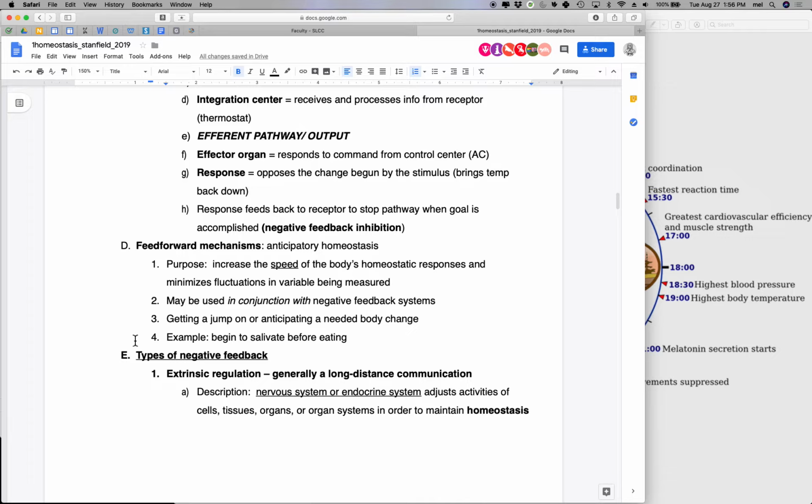So it's used in conjunction with negative feedback systems. It's getting a jump on or anticipating a needed body change. If you get really regular, then it's really helpful. And if you're not, then it's really not. If, for instance, you walk into your grandma's house and you smell chocolate chip cookies, right? You're going to have an anticipatory homeostasis response, especially if you've had that experience in her house before, right? And so you're going to begin to salivate because you smell this and it says, okay, I'm going to start to need to break down carbohydrates, right? So you're going to begin to salivate.